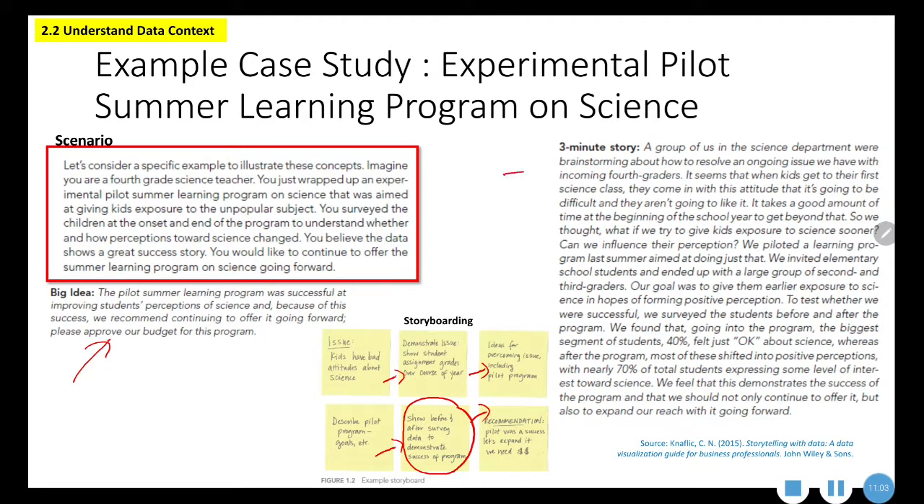If you employ the 3-minute story, then in the 3 minutes you explain to the top management what the summer program is and how we can do it, why we need money, and so on.